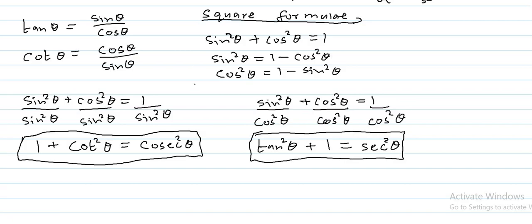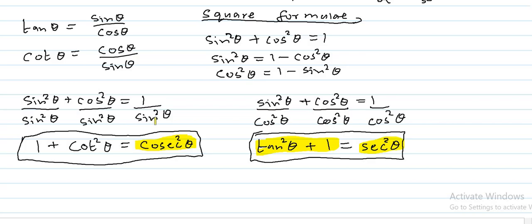So in most cases when you talk about general solutions, when they say simplify, when you see cosec squared theta, you can change it into 1 plus cot squared theta. Or when you see sec squared theta, you can change it into tan squared theta plus 1. The same applies when you see 1 plus cot squared theta, you can change it into cosec squared theta. Those are the square formulas that you must know.